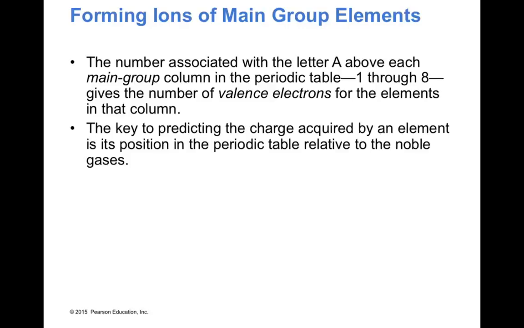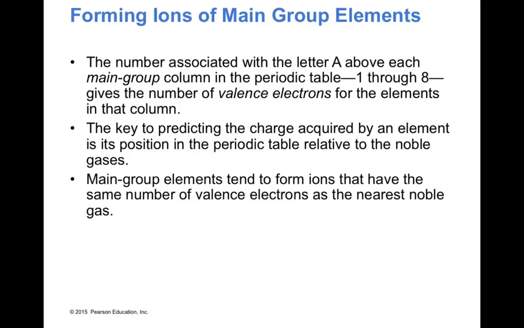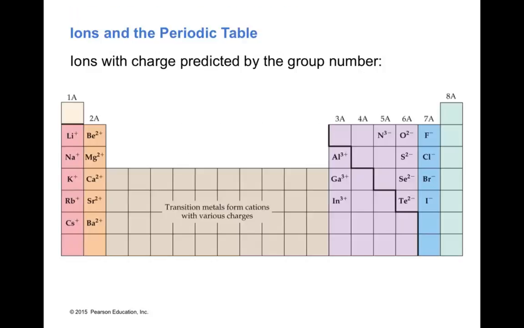The key to predicting the charge acquired by an element is its position in the periodic table relative to the noble gases. Main group elements tend to form ions that have the same number of valence electrons as the nearest noble gas. As we can see here, from family 1, all the ions are cations and they are 1+. From group 2, all of them can form cations 2+. From group 3, all of them can form cations 3+.